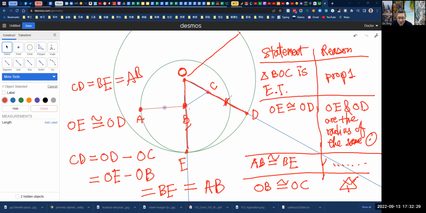So this line CD is congruent to this line, BE. And we also know this line is equivalent to AB. So therefore CD and AB are congruent. So that means we copied AB to CD.